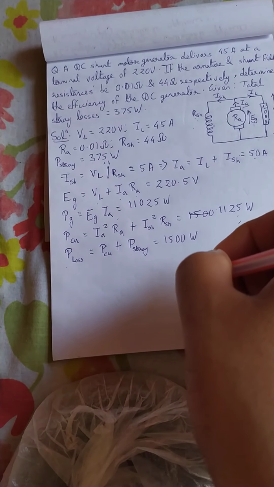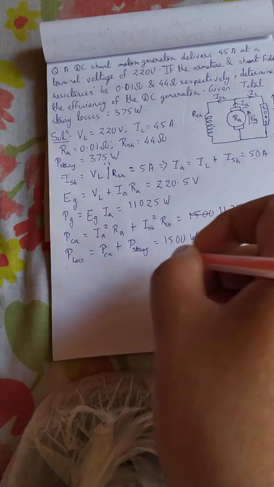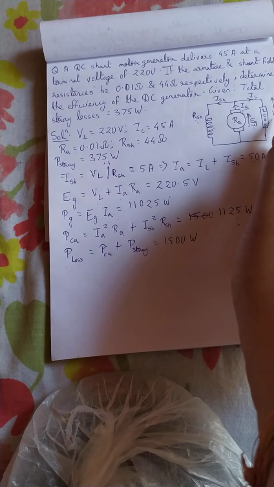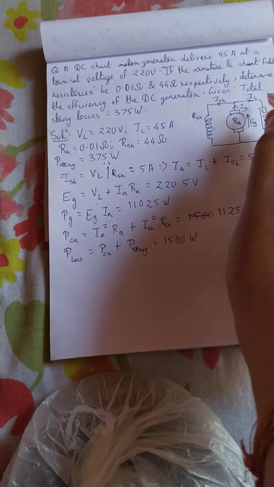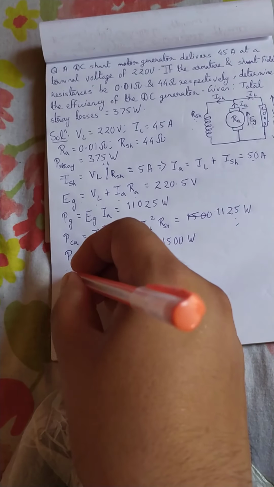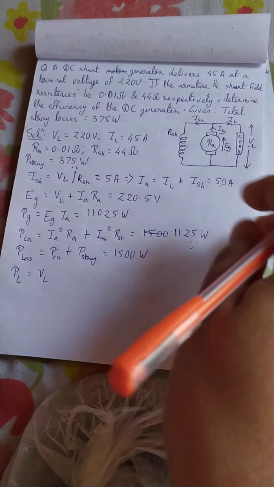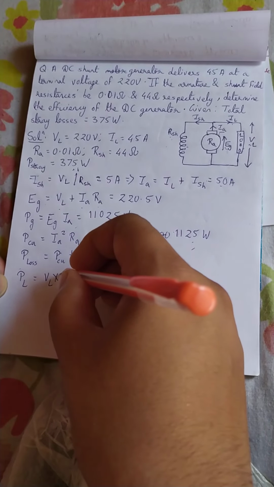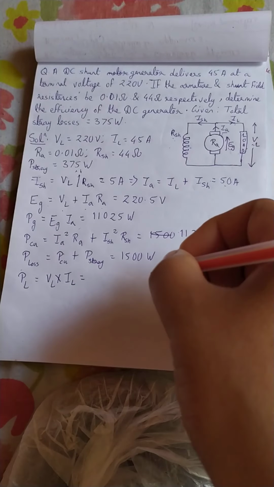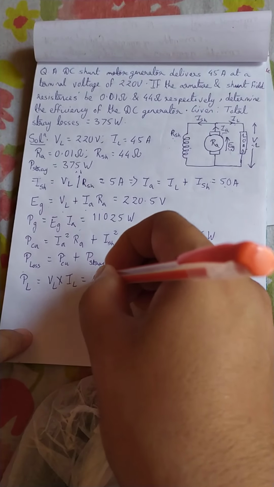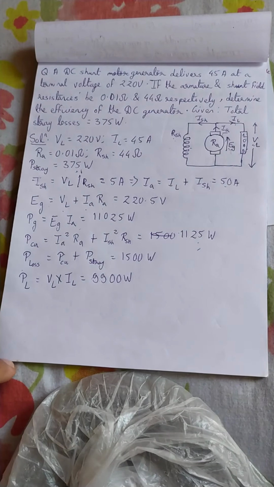Now, what is the output power? Output power is basically VL into IL. So the output power or load power would be nothing but VL into IL. What is the value? It would be coming to be 9900 watt.